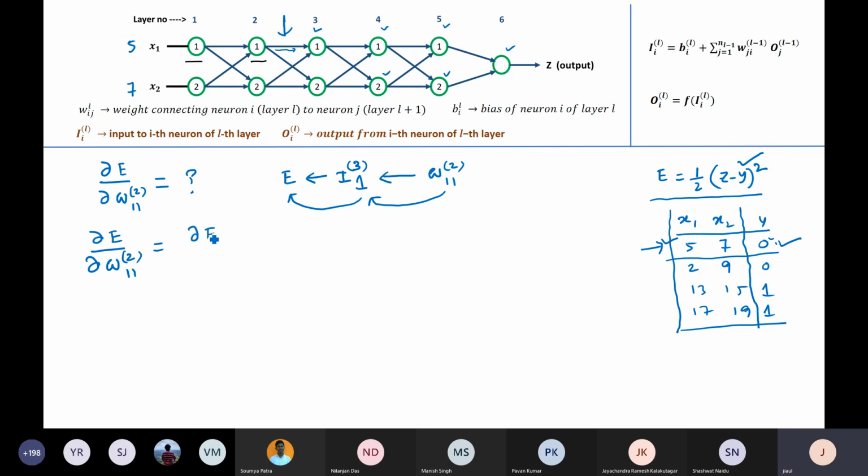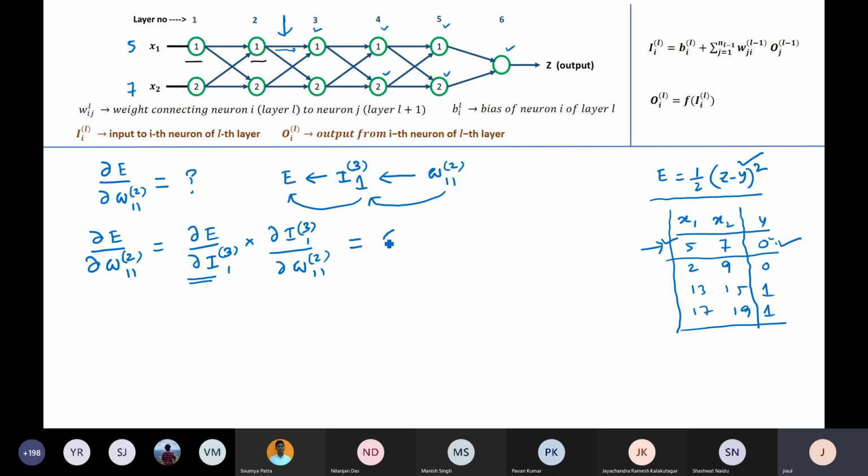So del E by del I31 into del I31 with respect to del W211. Okay, all right. Because we'll be dealing with these expressions, I will just use shorthand notation. I have to expand this expression again because it depends on other things; it is actually influencing other parts. So I'm using a shorthand notation for that.